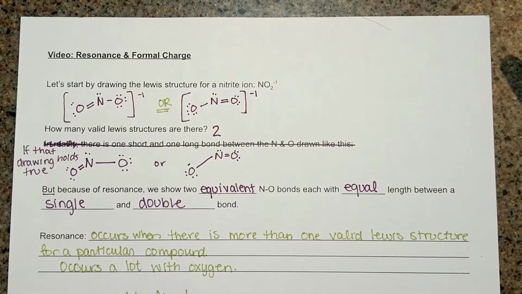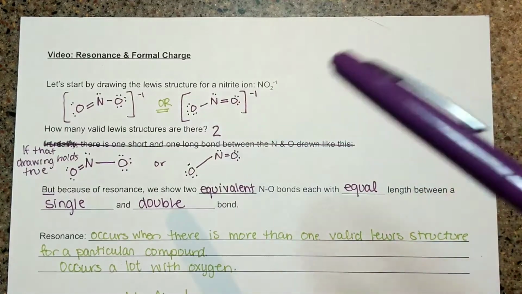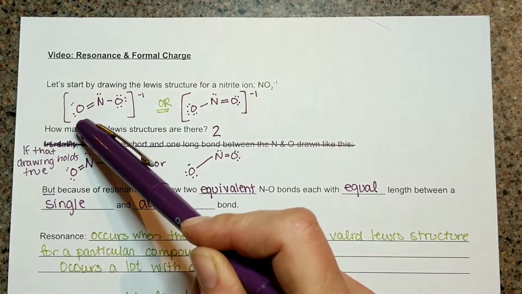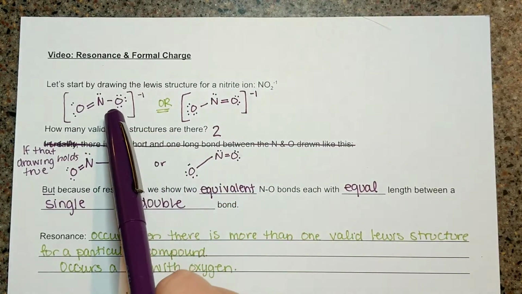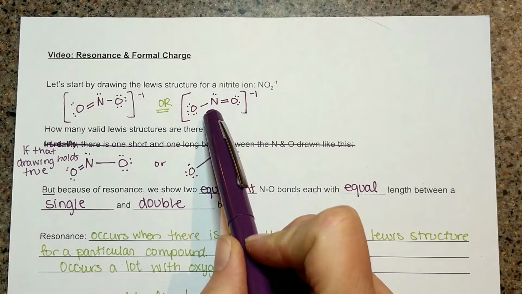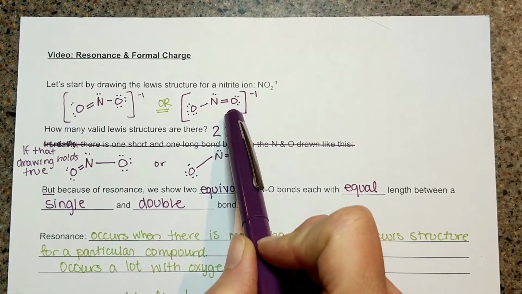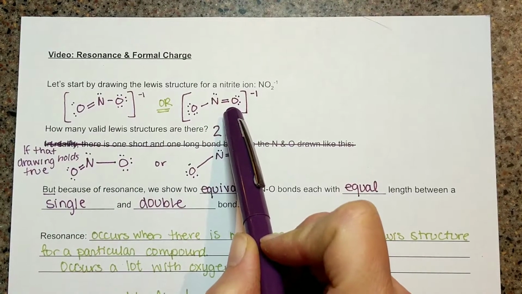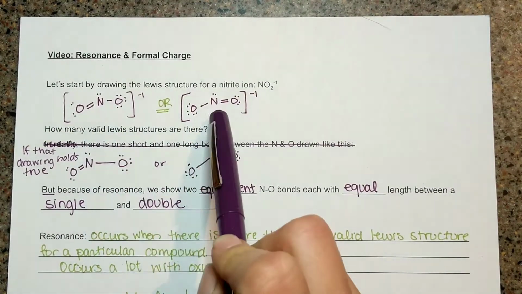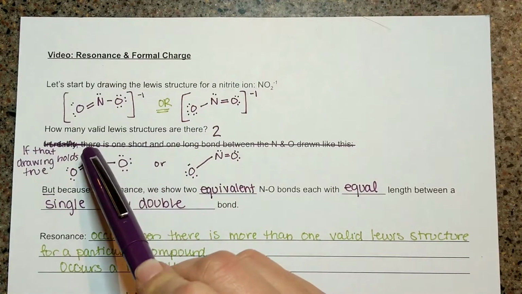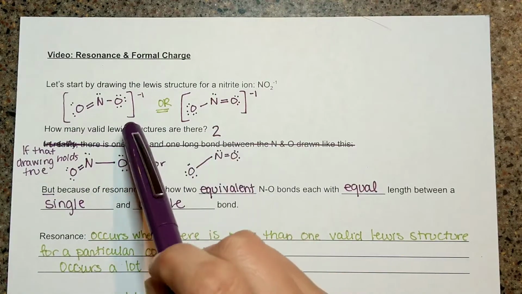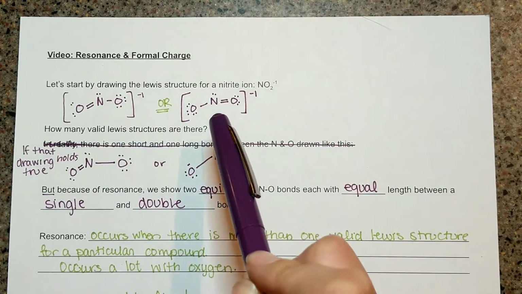If we start out by drawing the Lewis structure for a nitrate ion, we can draw it with a double bond on the left between the nitrogen and oxygen, and a single bond between the nitrogen and the oxygen on the right, or we can draw it with a single bond between the nitrogen and oxygen on the left and a double bond between the nitrogen and oxygen on the right. Both are Lewis structures for nitrate, but they look different based on where the double and single bonds are. If we ask how many valid Lewis structures there are, we'd say there's two. We can draw this one or this one.